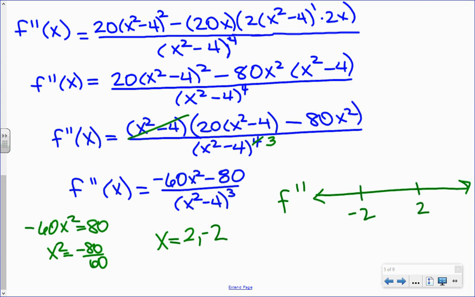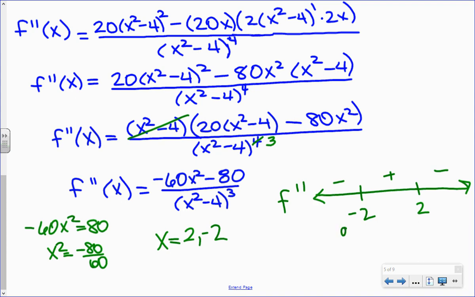So let's talk about the concavity here before and after negative 2 and positive 2. Okay? If we were to throw a number less than negative 2 into the second derivative, what kind of value would we have? Negative. Okay, between negative 2 and 2, pick 0. What kind of number would we have? Positive. We would have negative 80 over negative 4 cubed. That would be a positive number. And then after 2, we would be back to negative. Okay?